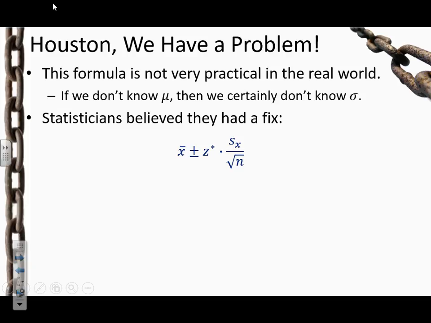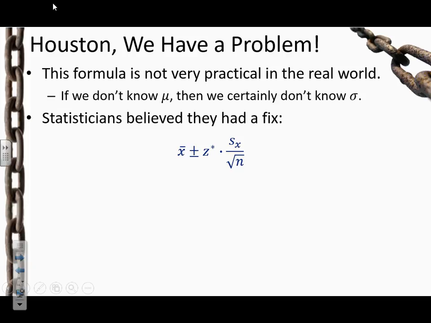statisticians thought they had the perfect fix. Well, if we have a sample mean, which we have to calculate, that means we should also be able to calculate a sample standard deviation, right? So I can calculate x bar, I can calculate sx, that just comes from my sample. I calculated from my sample, this was the average height, this was the standard deviation of those heights. Okay? So, a very logical conclusion. Just replace population standard deviation with sample standard deviation.